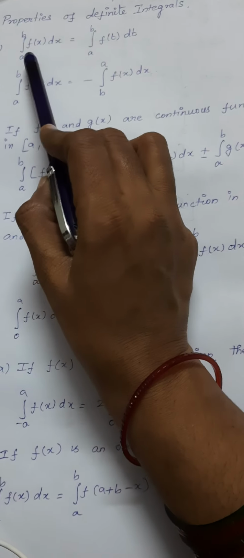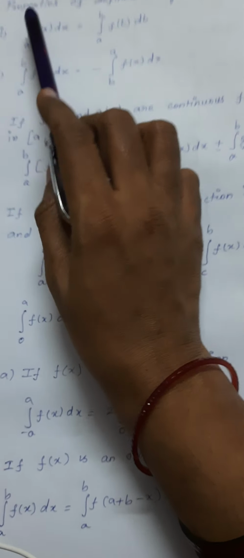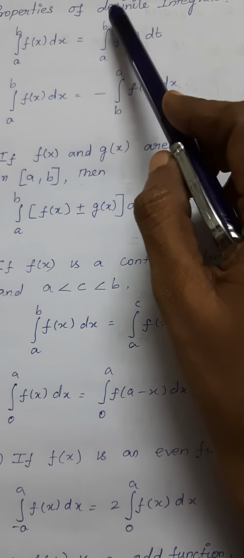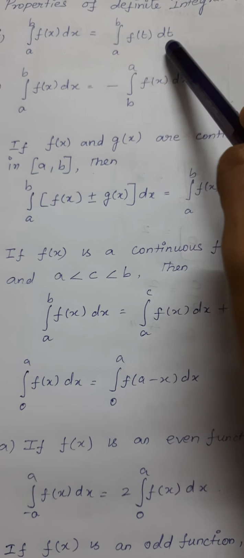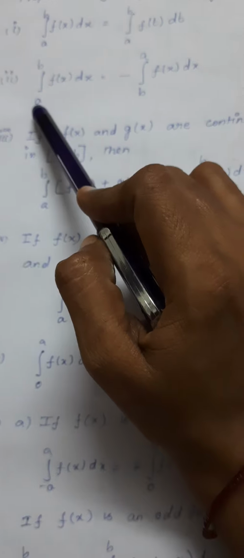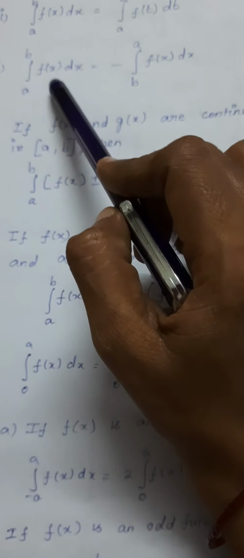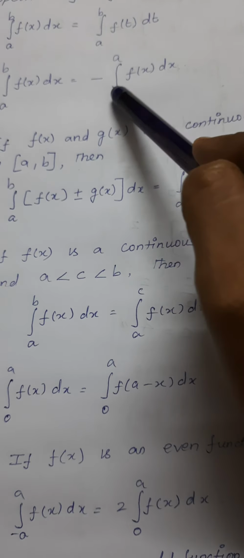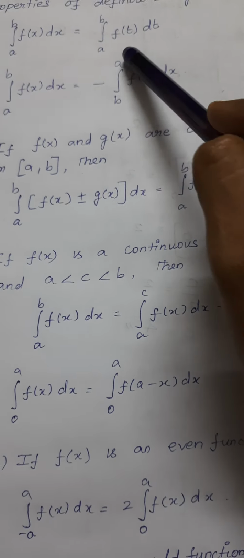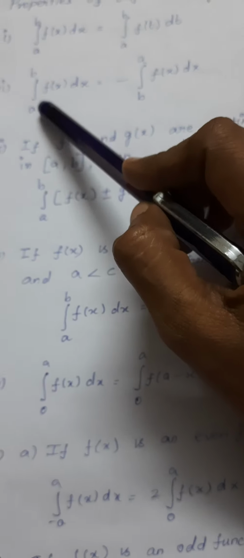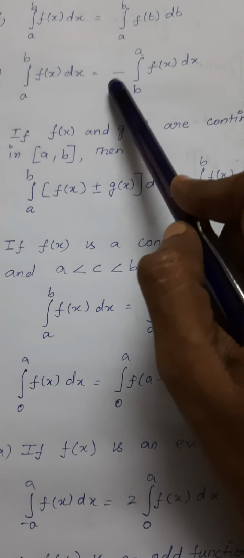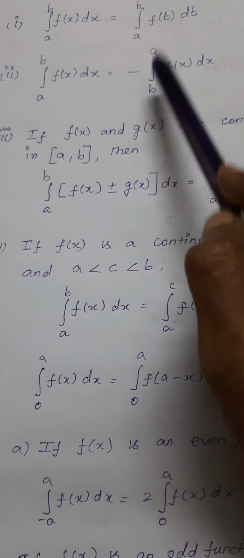So first property is integral a to b f of x dx is equal to integral a to b f of t dt. Similarly, integral a to b f of x dx is equal to minus integral b to a f of x dx. We are changing the upper limit and lower limit, so we are using this minus sign here.